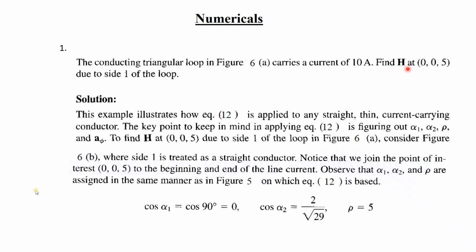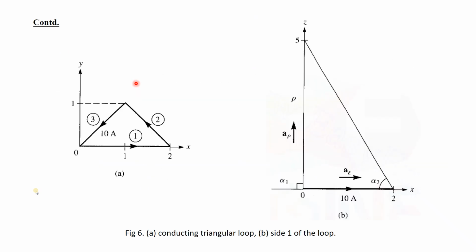It carries a current of 10 ampere. Find H at point (0, 0, 5) due to side 1 of the loop. That means we have to find H at (0, 0, 5), which is on the z axis. This is represented wrong over here; this should be the z axis. So (0, 0, 5) means this is 1, then 2, 3, 4, 5.